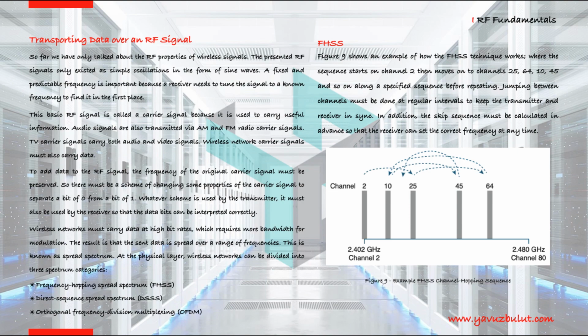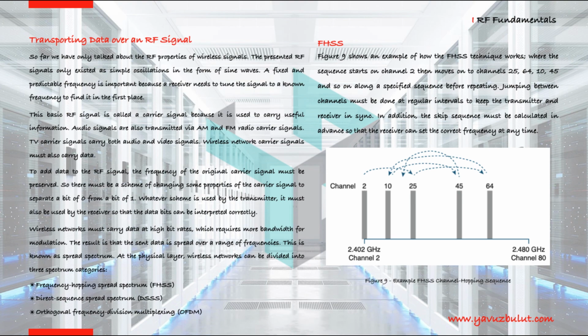The frequency of the original carrier signal must be maintained to add data to the radio frequency signal. For this, there must be a scheme for changing some properties of the carrier signal to distinguish between the bits 1 and 0. Regardless of the scheme used by the transmitter, it must also be used by the receiver so that the data bits can be interpreted correctly.